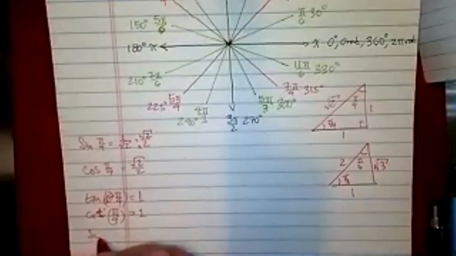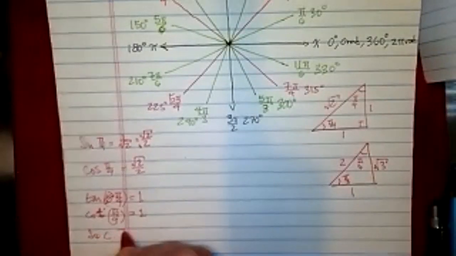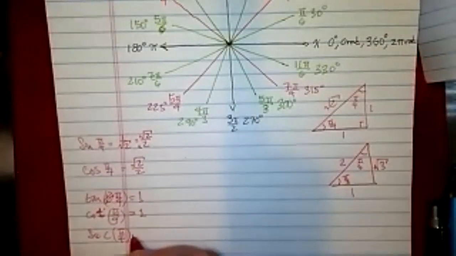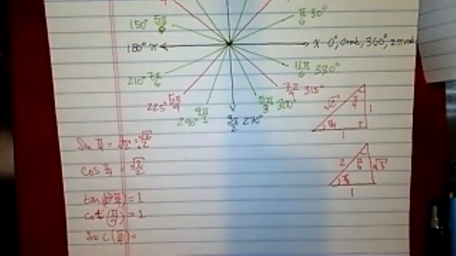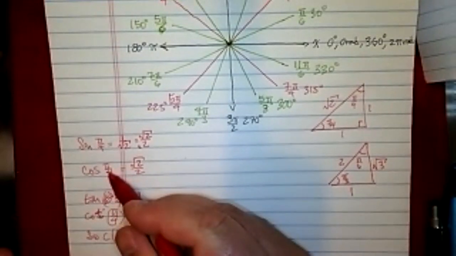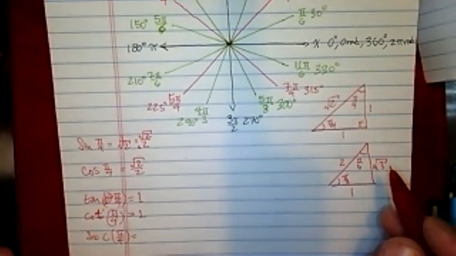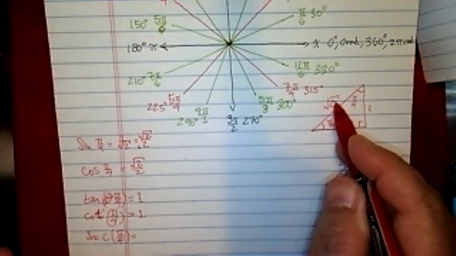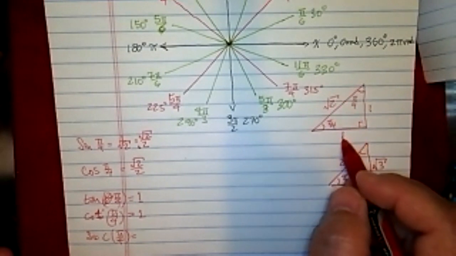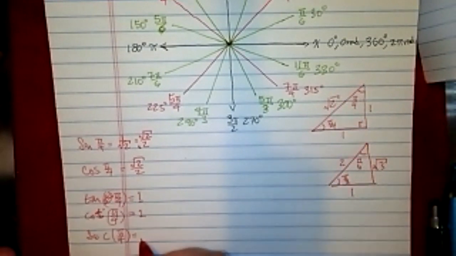Okay, we could do secant of pi over 4, and the secant of pi over 4, remember that's just the flip over of this. So we're doing hypotenuse over adjacent. So in this case, the hypotenuse is the square root of 2. Divide that by the adjacent, that's 1. So we're going to get just plain the square root of 2.